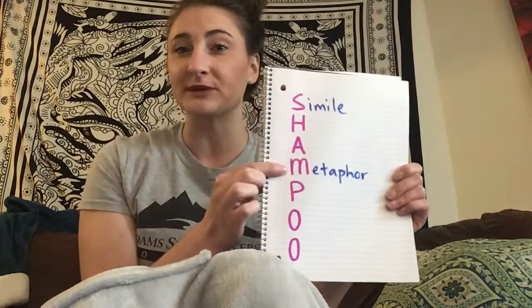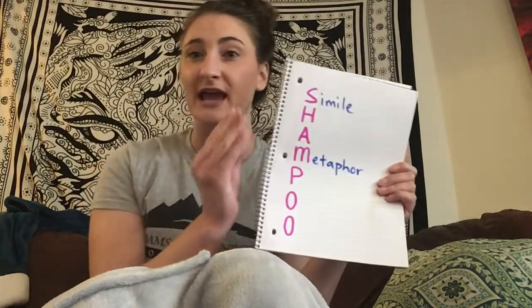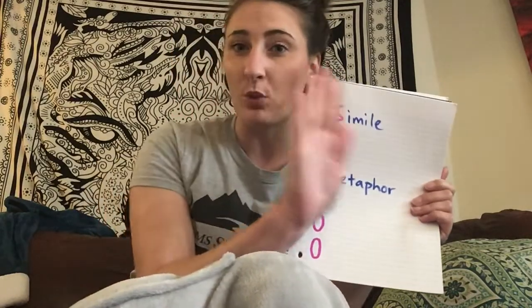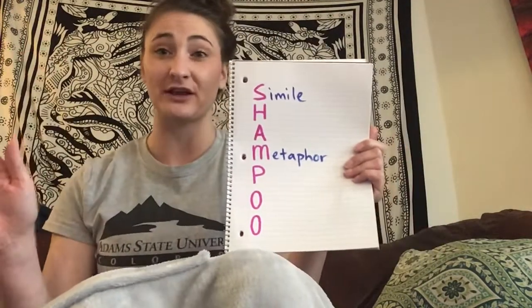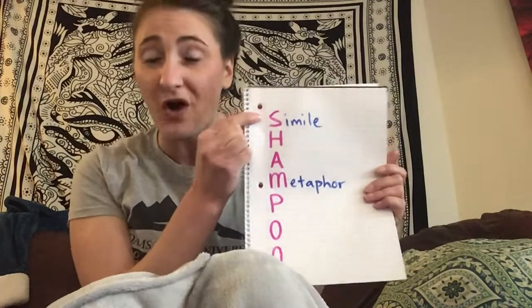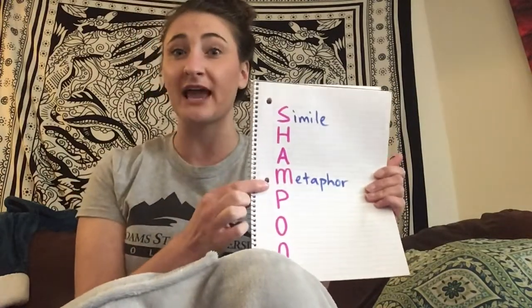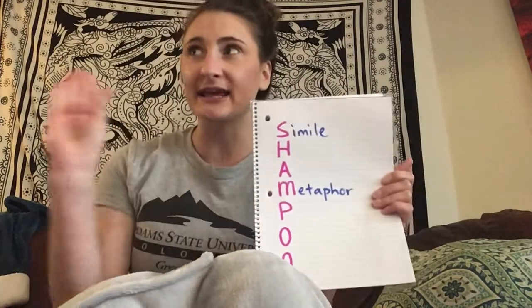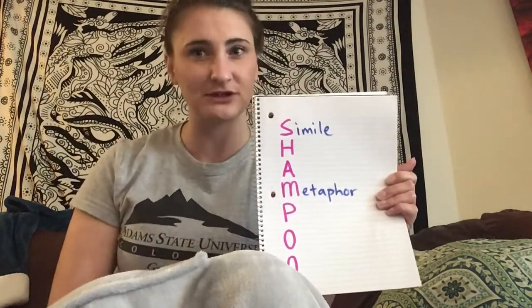A metaphor would be a little bit different because you're comparing two things, but you're comparing them by saying that one thing is the other thing. So instead of saying he was as tall as a tower, you would say he is a tower, saying that he is something. That's the difference between the two.